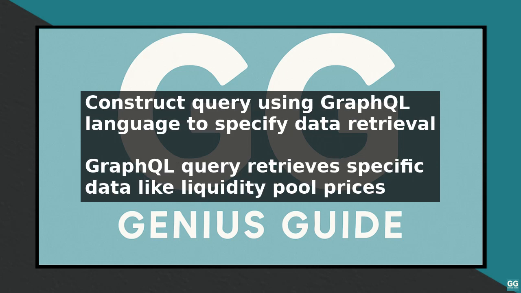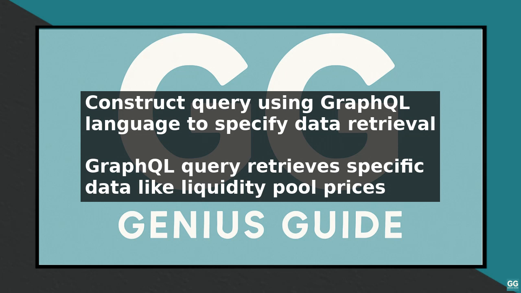For example, you can use the following GraphQL query to retrieve the current price of the ETH/USDT liquidity pool. Query getPool: pool { id, token0, token1, liquidity, sqrtPrice }. Next, you need to send the GraphQL query to the Uniswap API endpoint using an HTTP POST request. You can use programming languages such as Python or JavaScript to send the request and parse the response.